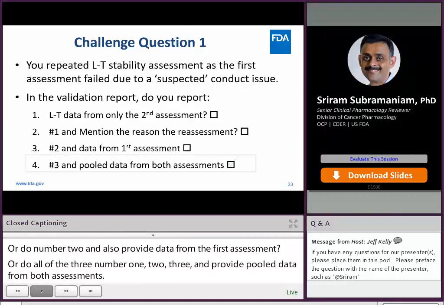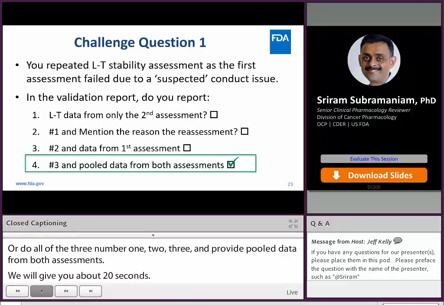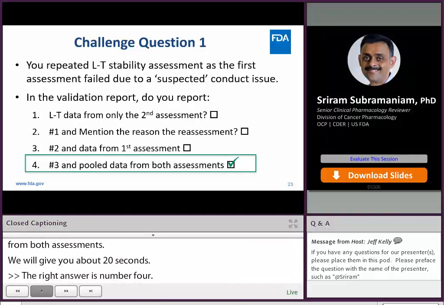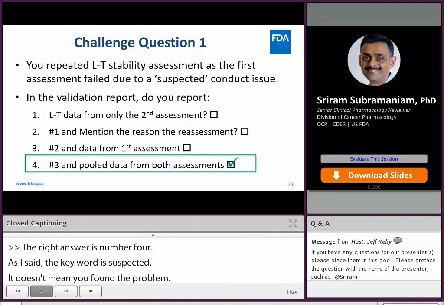So the right answer is number 4, because as I said, the key word is suspected. That doesn't mean that you have found the problem. So you do not know whether there's a problem. And therefore, you have to provide all the data and you have to provide the pool data from both assessments.